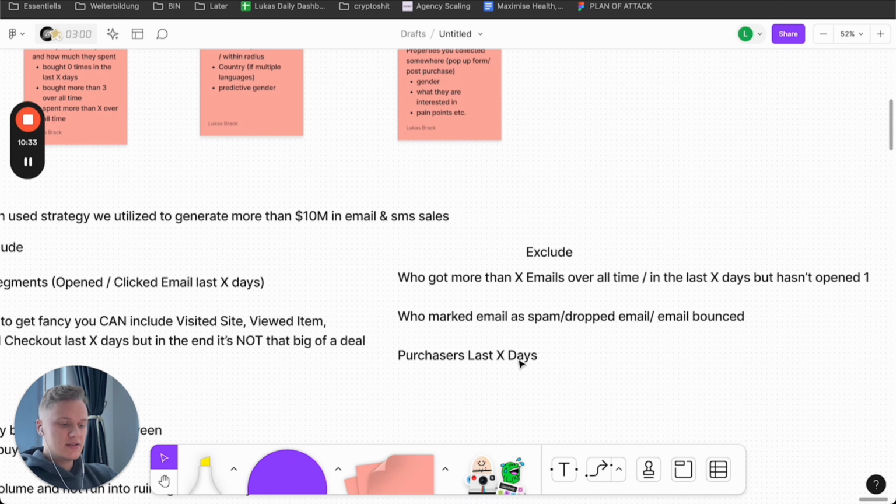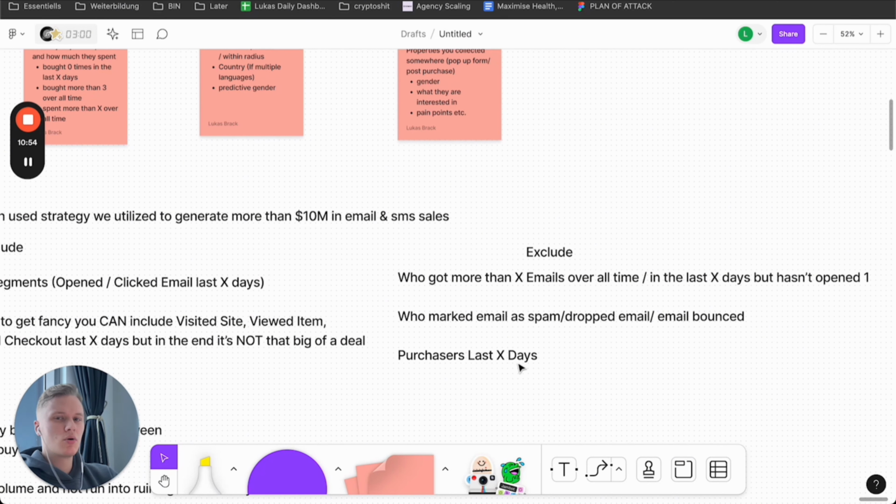And the next one is purchases in the last whatever days. So for example, for supplements, you could do 14 days. If you sell something with a higher AOV, you can do 30 days depending on your buying cycle. But usually we want to exclude purchasers because they are in the thank you sequence and we do not really want to send to them, to be honest.